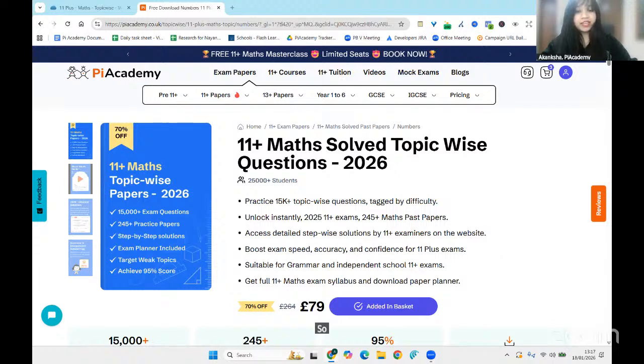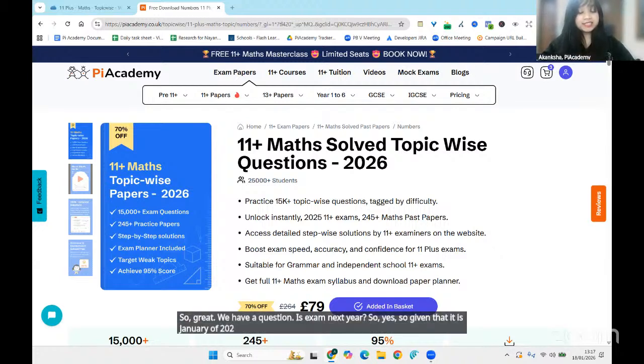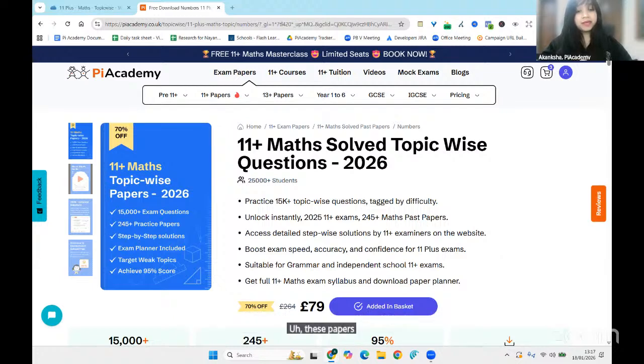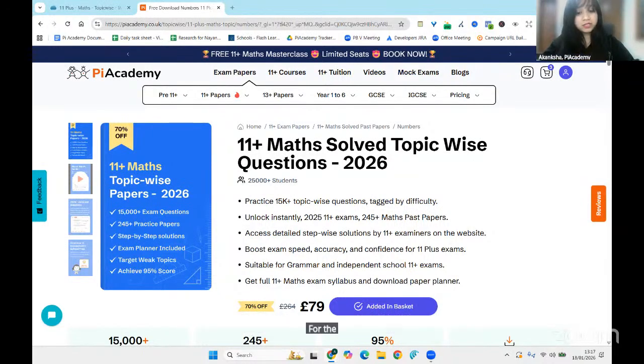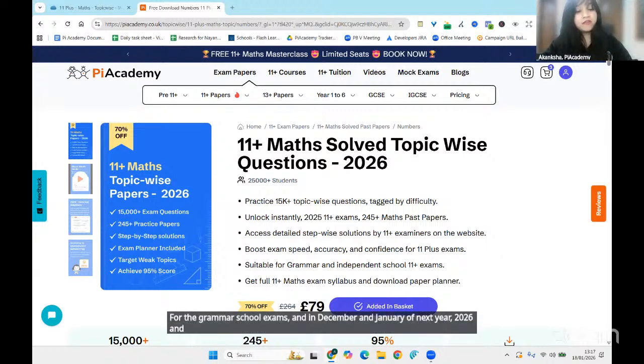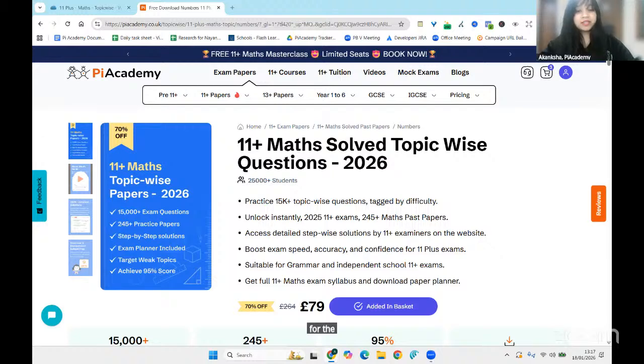So great. We have a question, is exam next year? So yes, given that it is January of 2026, these papers are best suited for students who would be writing the exam in September 2026 for the grammar school exams, and in December and January of next year, 2026 and 2027, for the independent school exams. So these are best for students who are writing it this year, which is 2026.